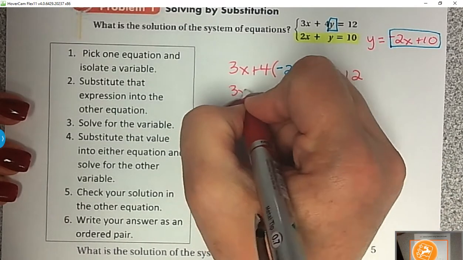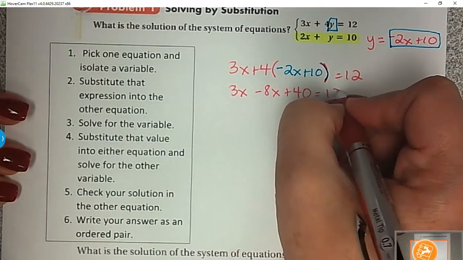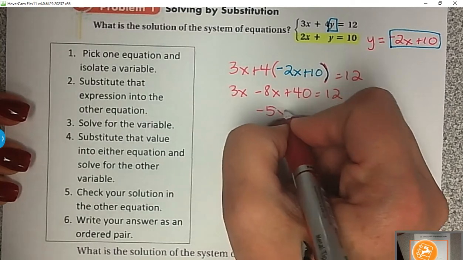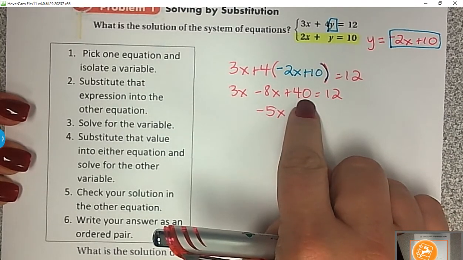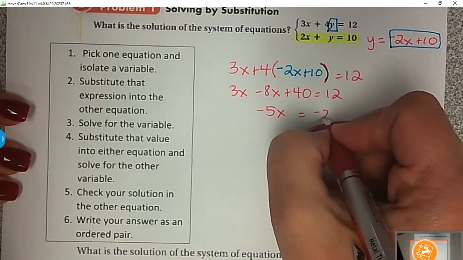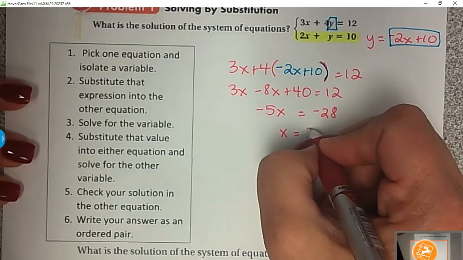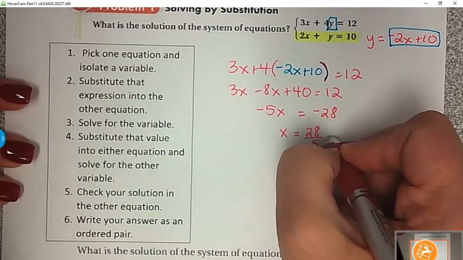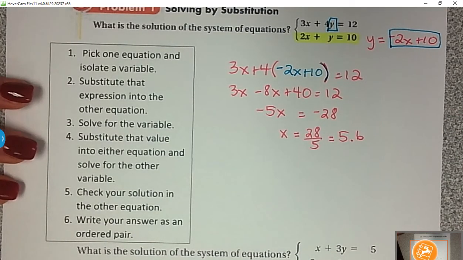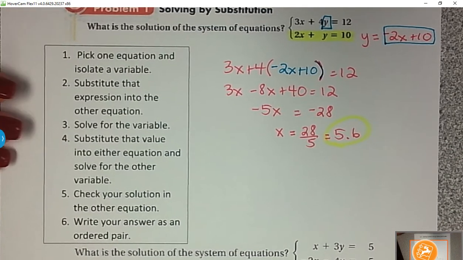So I'm going to distribute the 4. Combine my 3 and negative 8x will give me negative 5x. I'm going to go ahead and subtract this 40 from both sides. When I do that, that gives me negative 28. Divide both sides by negative 5, and that's going to give me 28 over 5, which can be written as a decimal since it doesn't need to be rounded. So I'm going to go ahead and do that. That's the x value for my system's solution.